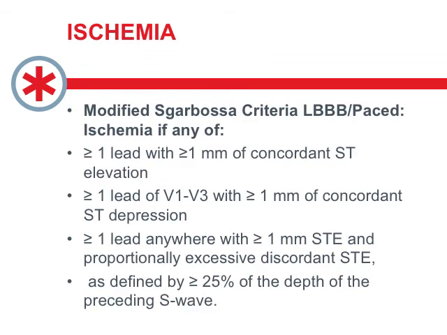And then we've got the modified Sgarbossa criteria. This is used for our left bundle branch blocks and our paced rhythms. Remember, if your QRS and your ST segments go in the same direction, that's a problem. Concordant changes are signs of ischemia. And then basically, if you have ST elevation that is way larger than 25% of the height of your S wave in the anterior leads, then you also have to be worried about this being a potential ischemic event.